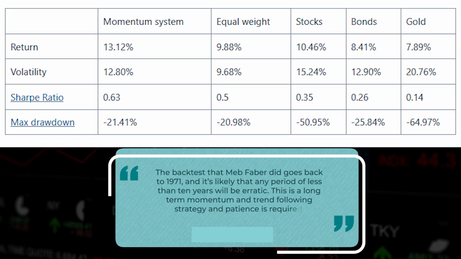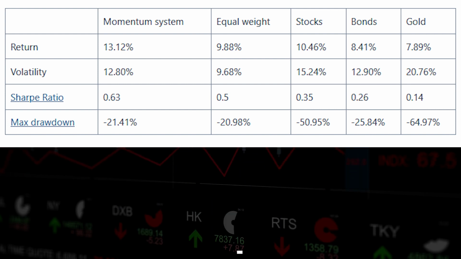The backtest that Meb Faber did goes back to 1971, and it's likely that any period of less than 10 years will be erratic. This is a long-term momentum and trend-following strategy, and patience is required.